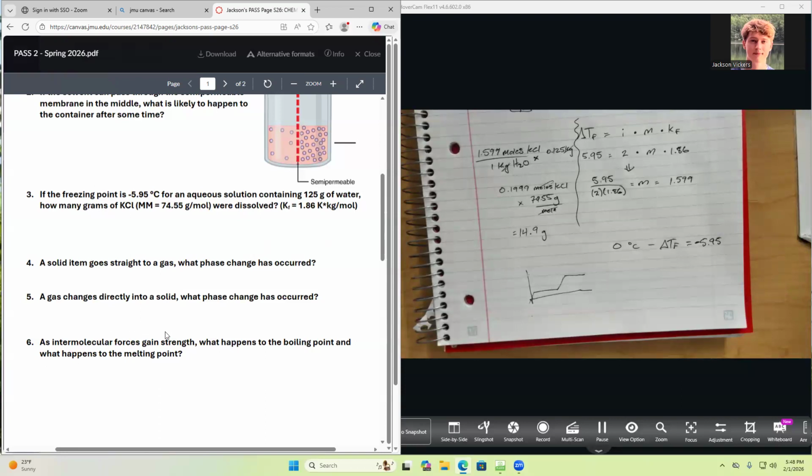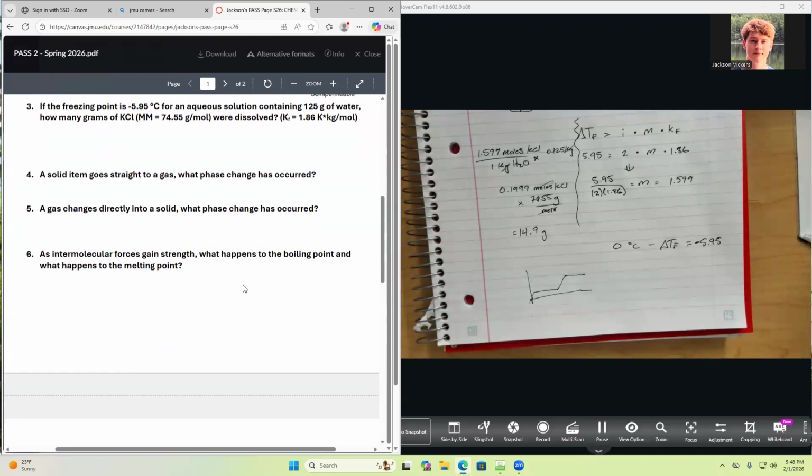As intermolecular forces gain strength, what happens to the boiling point and also the melting point? They both increase. Yep. So intermolecular forces, again, inter means between molecules, so it's not within the same molecule. We're talking about a big bucket of a ton of molecules. These are all interacting with one another. Intermolecular forces are the forces between each one of those molecules with one another.